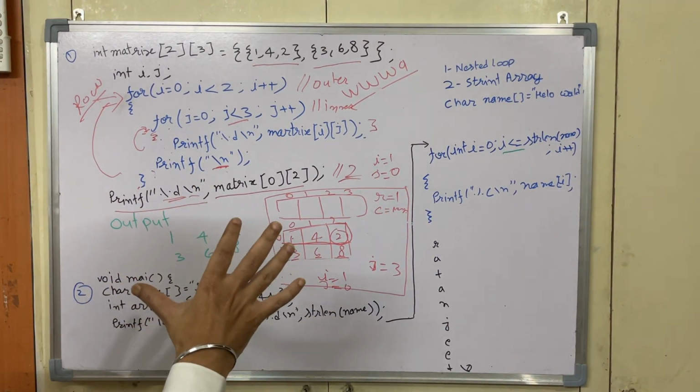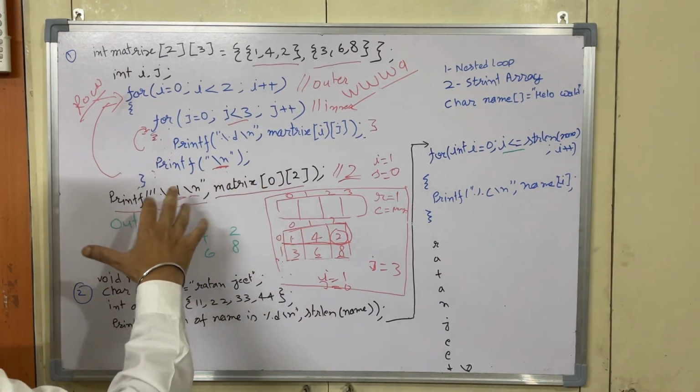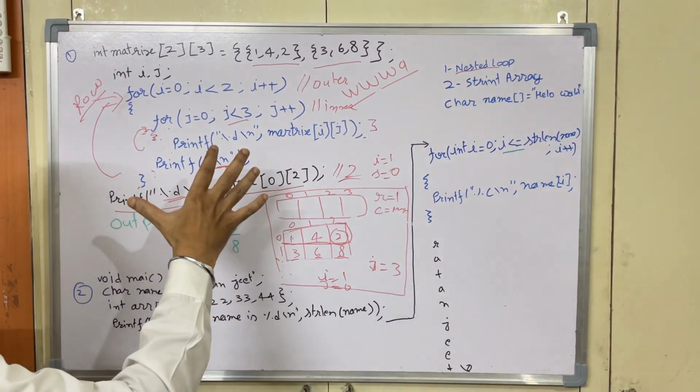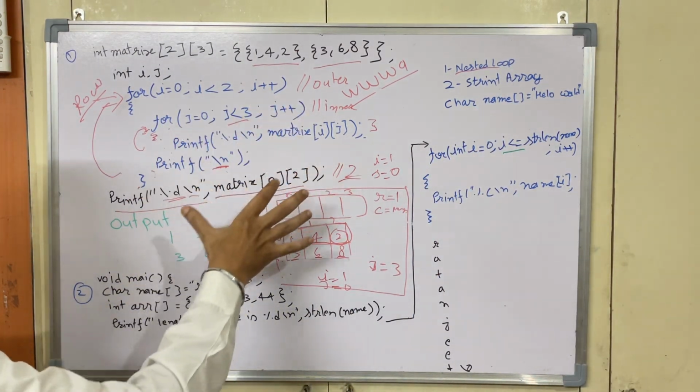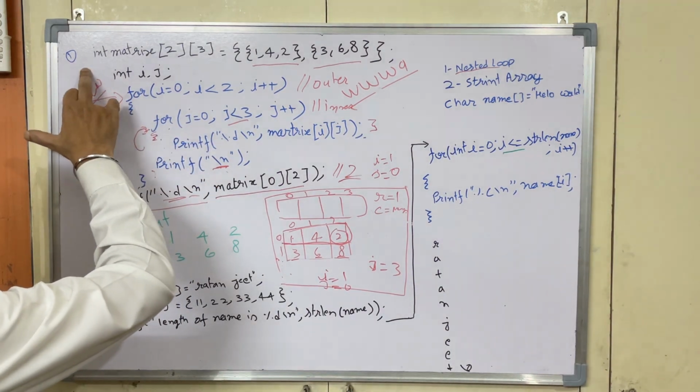So this is a simple example of a matrix, and we can easily understand how we are using a nested loop to solve the problem of a matrix.